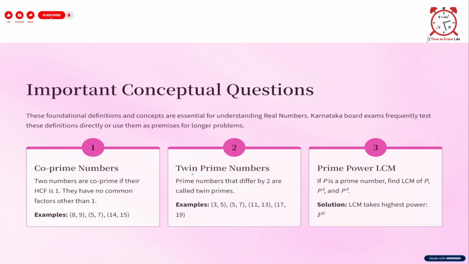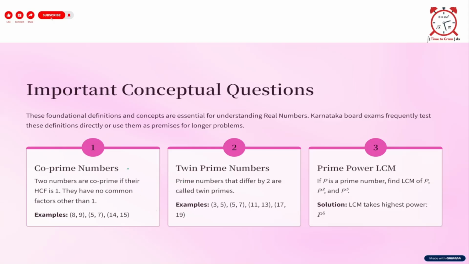Next, important conceptual questions. Very important. Sometimes we do not know the basic concepts, so we make mistakes in our core sums. Let us revise these basic concepts. These foundational definitions and concepts are essential for understanding real numbers. The Karnataka Board exam frequently tests these definitions directly or uses them as premises for longer problems.